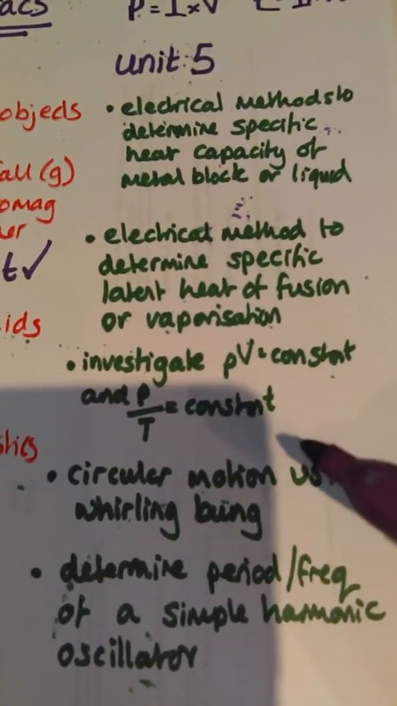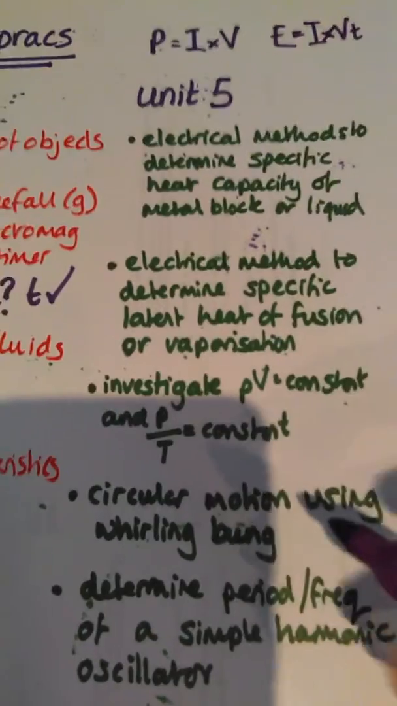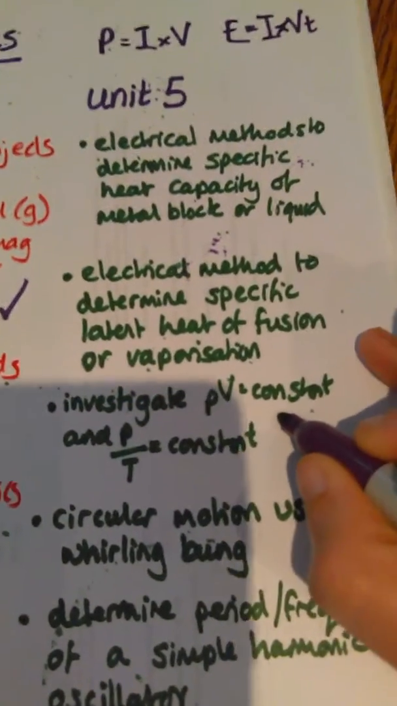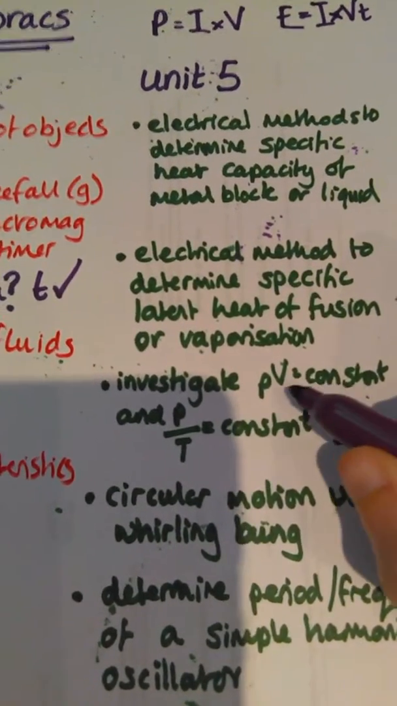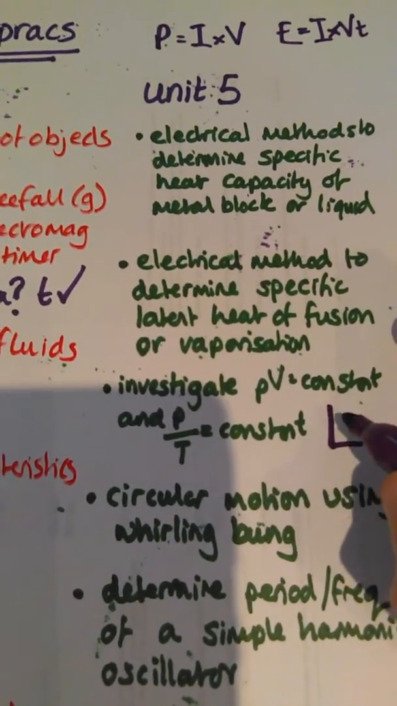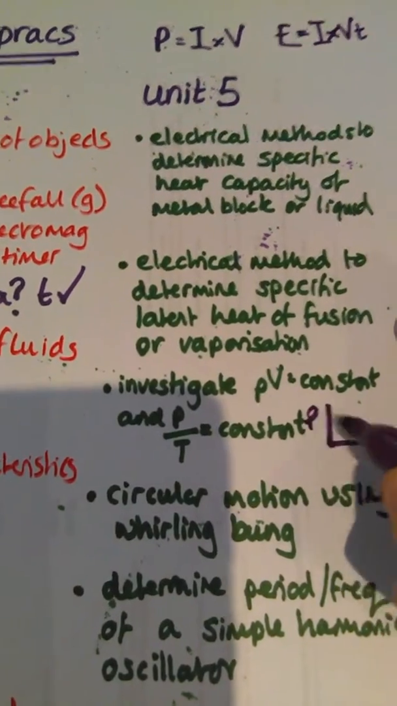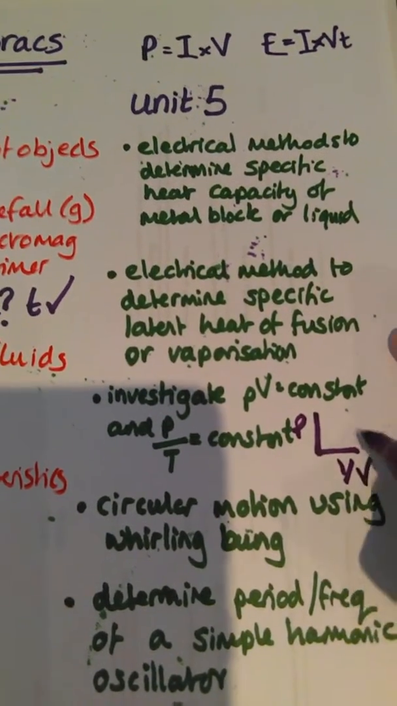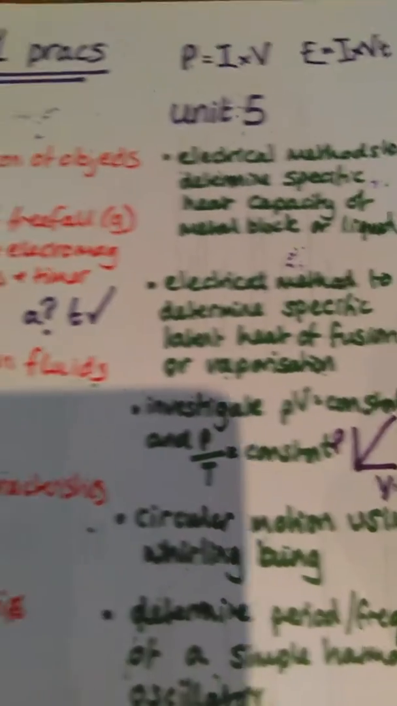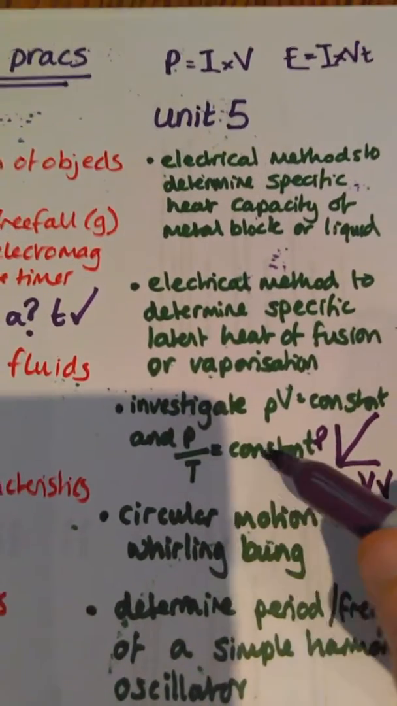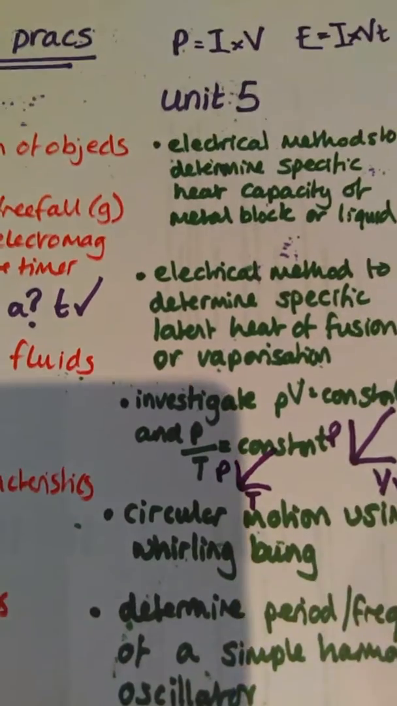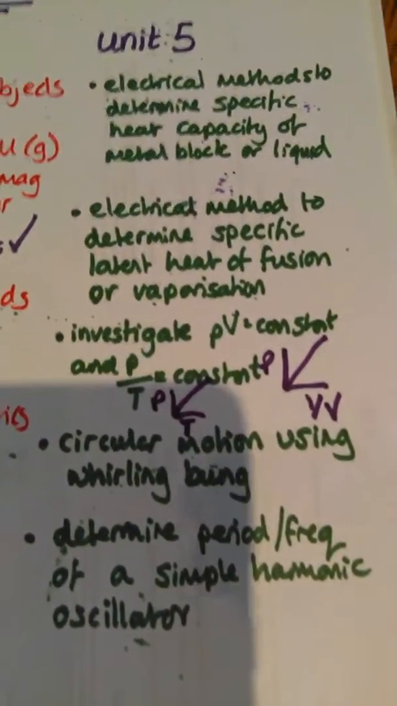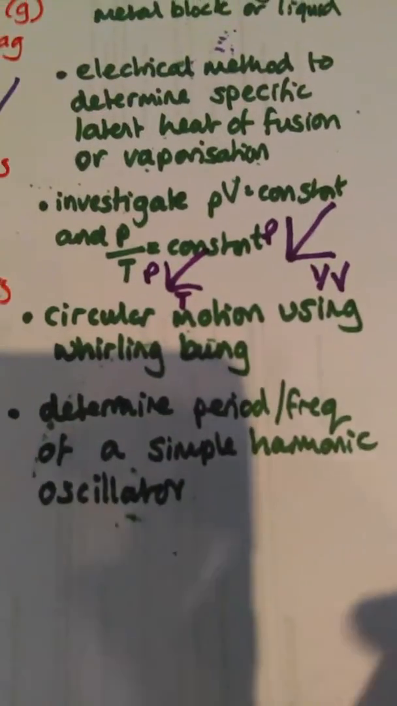Okay, PV equals constant and P over T is constant. These are gas ones. I think we did PV is constant. Remember, to show that, you're showing that P is proportional to 1 over V, or V is proportional to 1 over P. So plot a graph of P and 1 over V, and you should get a straight line. P over T is constant. That should be, if you plot a graph of P and T, you get a straight line. So have a quick read through those if you can't remember doing those.